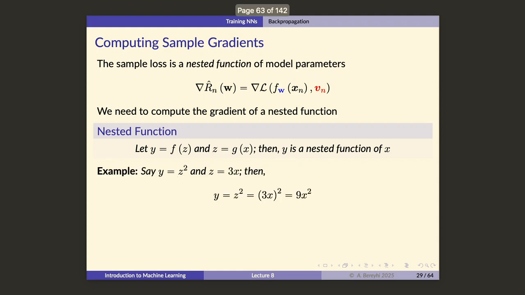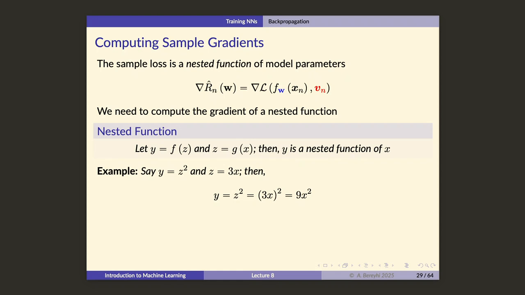For instance, say my y is z squared, and z itself is 3 times x. Then if I take that 3 times x and put it in place of z, I end up with y being 9x squared. This is a function of x, but it's not a direct function of x. It's a nested function of x. Is everybody clear what I mean by nested function?